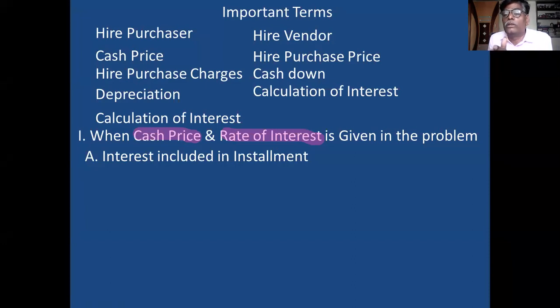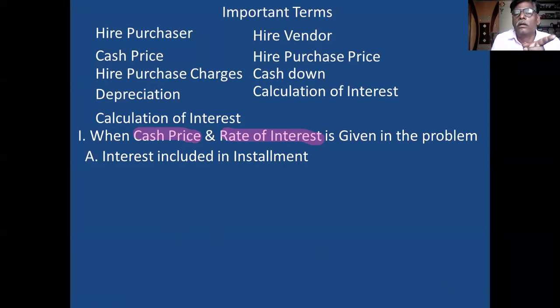Okay. If you take the total of the payments made by the buyer to the seller, and that total is more than the cash price, then we say that the installment included interest. This is the point you remember. So here are the two. First is interest included in installment. Interest is included in installment means the total payment is more than cash price.